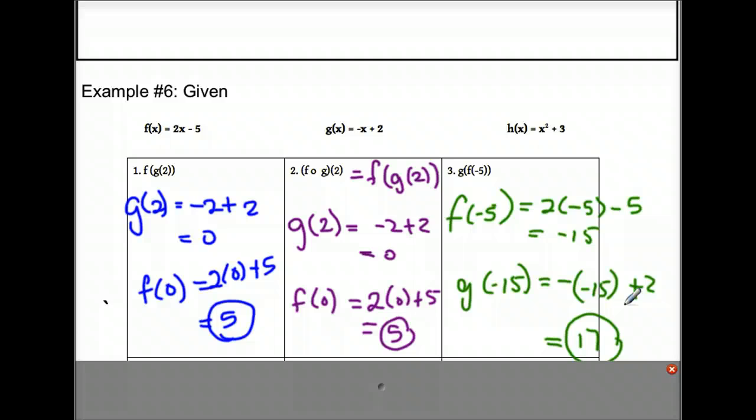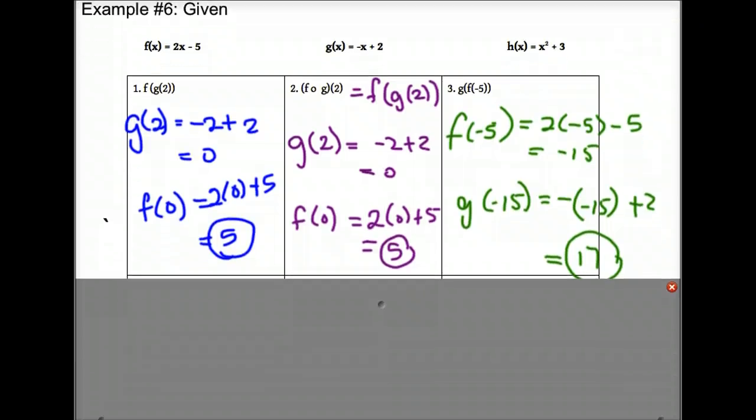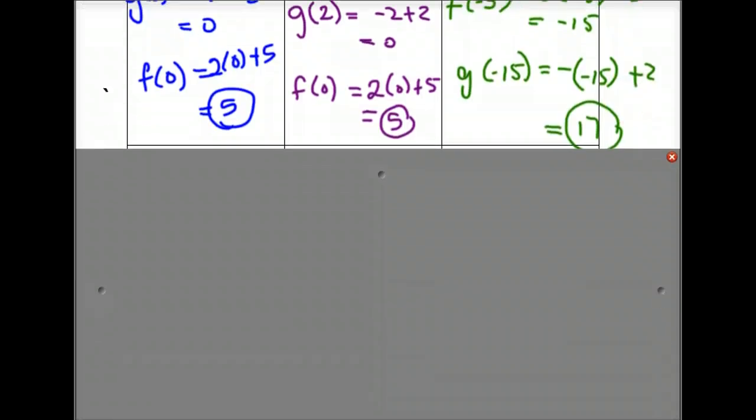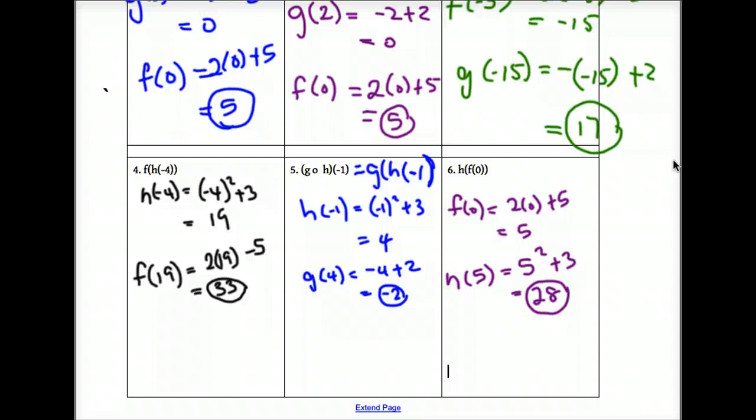Now what you're gonna do is pause this video and try number 4, 5, and 6. Yes, on your own. You have a quiz to take right after. Go for it. Now that you got a chance, check your work. Did you get 33, negative 2, and 28? If not, this is where you see where you went wrong, or check in with myself or Miss Ewing.